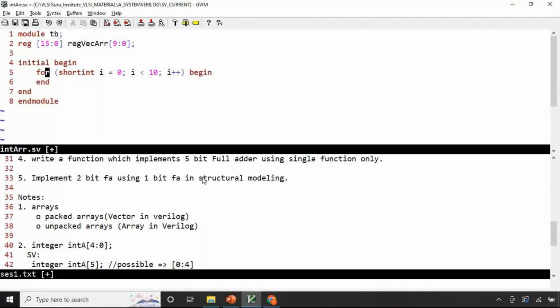What do I have to do? Reg vector array of i equal to $urandom_range(20, 30). 20, 30.